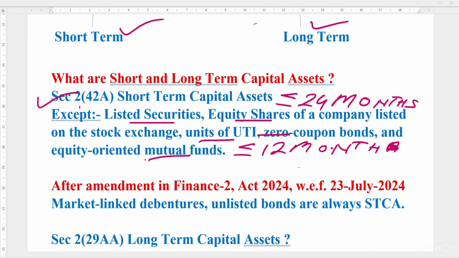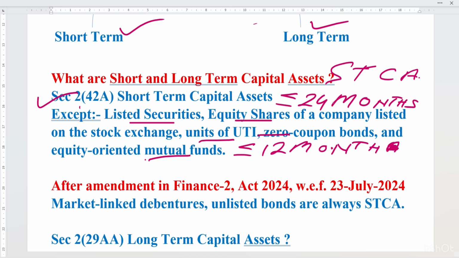Now we came to know, other than these assets, every capital asset, if it is held for a period of 24 months or less before it gets transferred, will be treated as short-term capital asset. It will be a short-term capital asset.